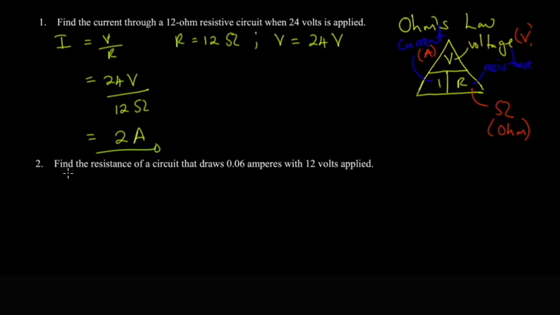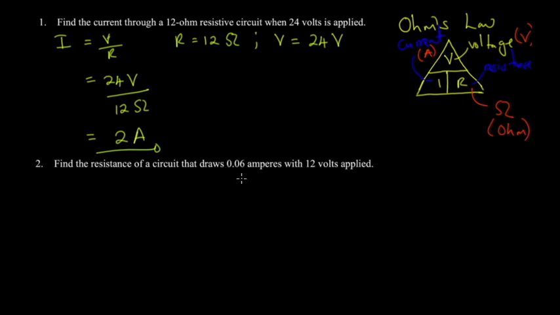Whenever you're given a question, just do your stock check and say, what do you have? For example, here you're given that the resistance of a circuit draws current 0.06 amps. So already you know that your current, this is how you distinguish your I, by writing these bars there, is equal to 0.06 amps. And then you're given the voltage. Voltage is equal to 12 volts. And then you're asked to find the resistance.